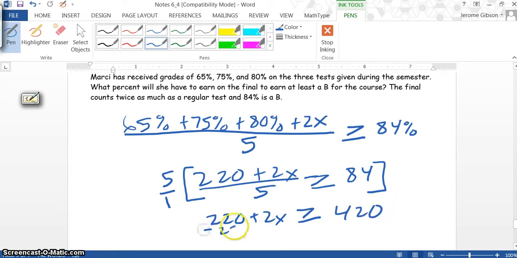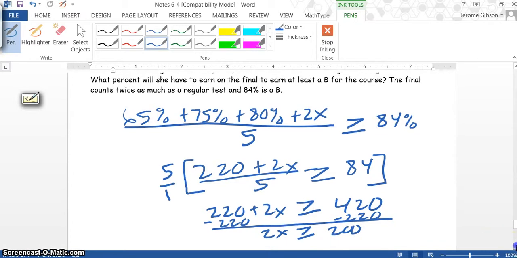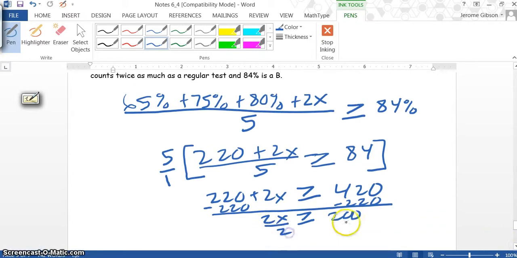Now we will subtract 220 on both sides. So we have 2x is greater than or equal to 200. Now we'll divide each side by 2. And x is greater than or equal to 100.